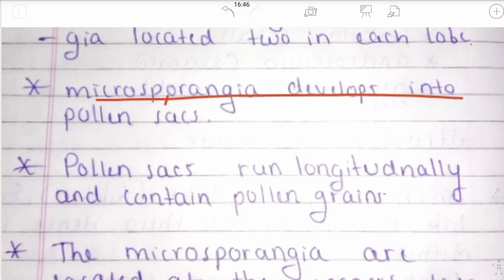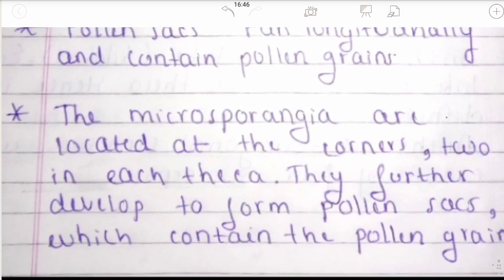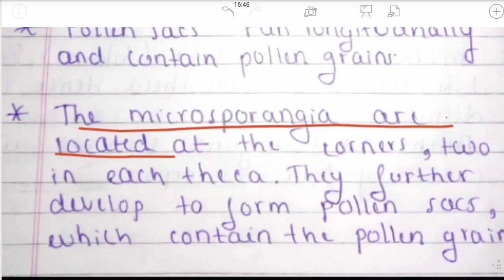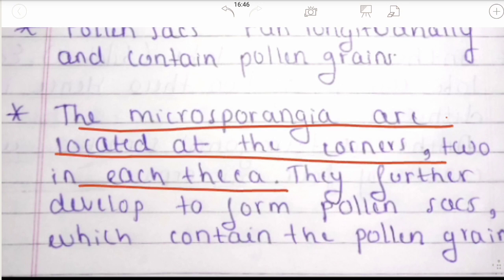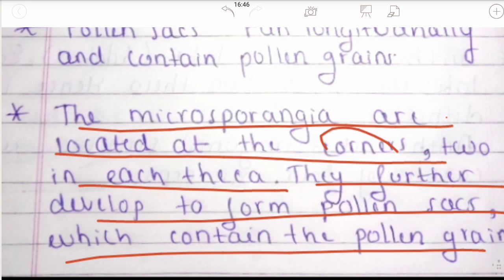Microsporangia develop into pollen sacs. Pollen sacs run longitudinally and contain pollen grains. The microsporangia are mainly located at the corners, two in each theca. They further develop to form pollen sacs, which contain the pollen grains. Lastly, pollen grains are formed. Now it's time to release. They are released.